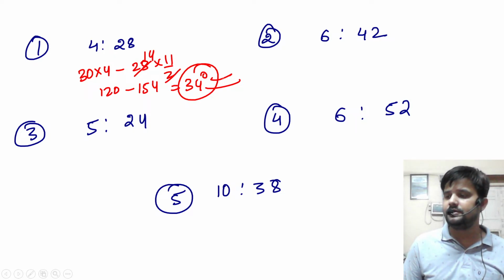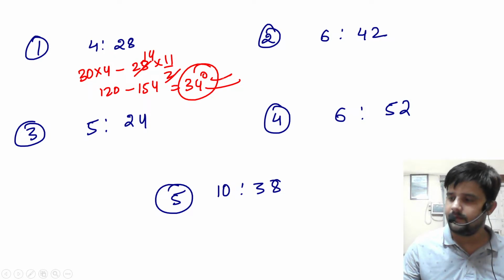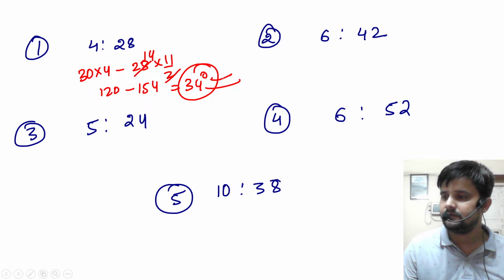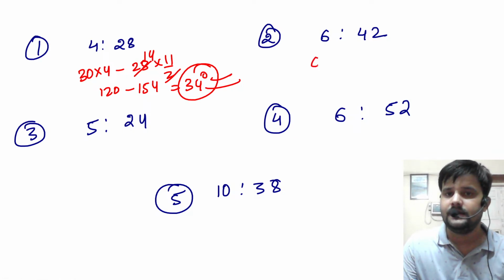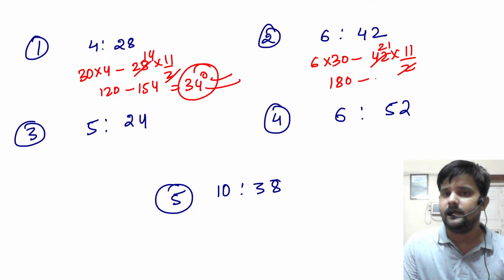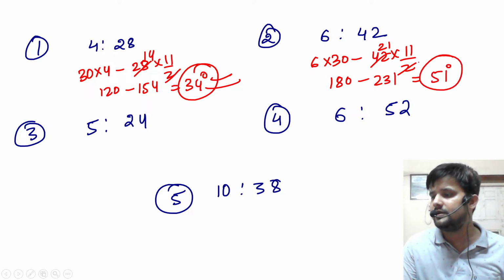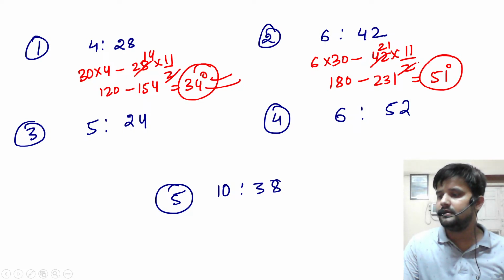Okay, just answer the second question now. Everyone please participate. Sumit is saying the answer is 51 for the second. Okay, let's verify. 6 into 30 minus 42 into 11 by 2. So it is 180 minus, it is 21 times 11. So it will be giving you 231. 231 means the answer will be 51 degree. Yes, it is absolutely correct for the second question. Yes, Devsan, Ritik, Sumit, correct.